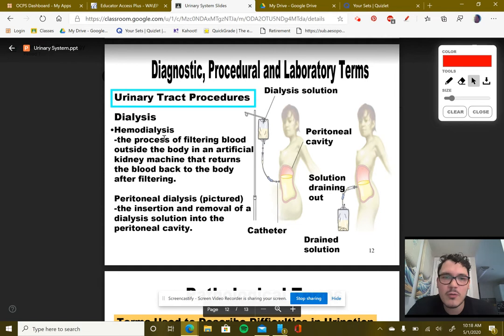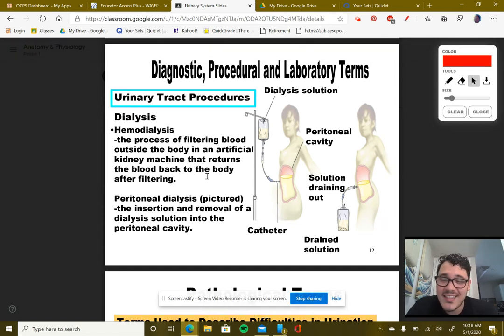Hemodialysis is the process of filtering blood outside the body in an artificial kidney machine that returns the blood back to the body after filtering. This is the more stereotypical method of dialysis treatment, where you would go to a site, a dialysis center. These are typically what they're referred to. They're found all over the country. They connect you to the machines, and you just sit there. It's supposed to be like a nice lounge chair, like TVs. They're trying to keep you preoccupied, is the best word, because obviously you're not exactly in a comfortable state. You have to be attached to this machine that's keeping you alive.